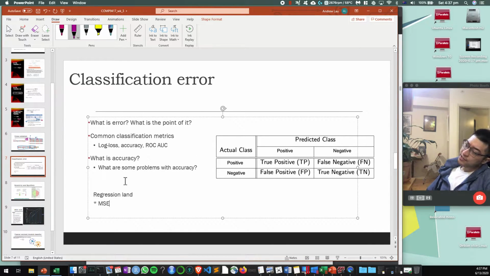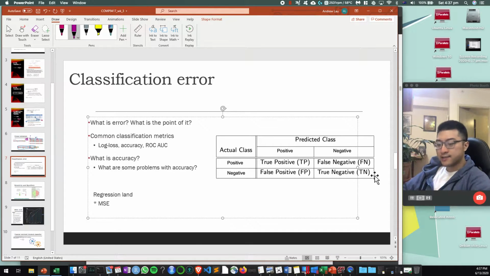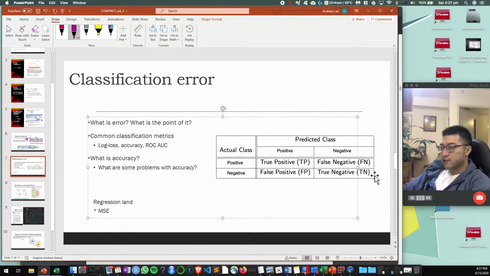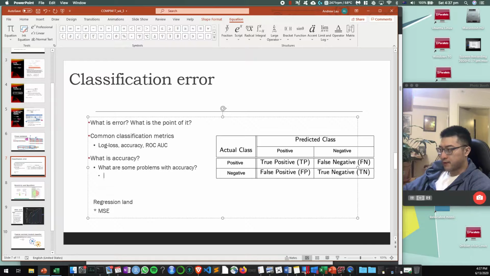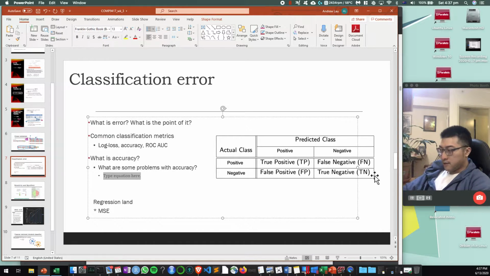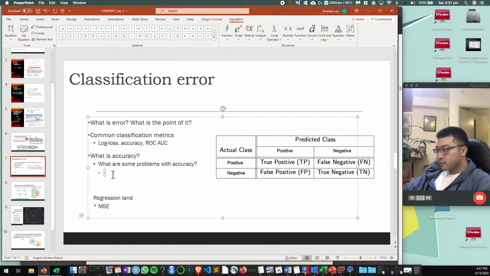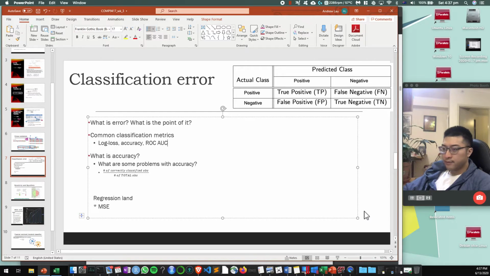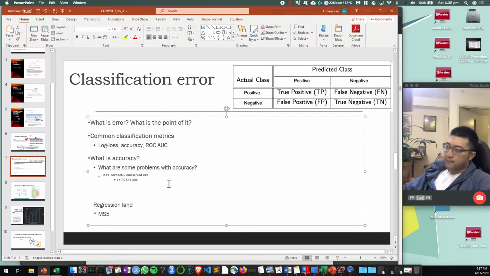In classification, there's a whole bunch of them. The easiest one to wrap our heads around, and probably the easiest to understand, is accuracy. It's simply the number of correctly classified observations divided by the number of total observations. Very straightforward, nice and simple. This does come with a bunch of problems though.